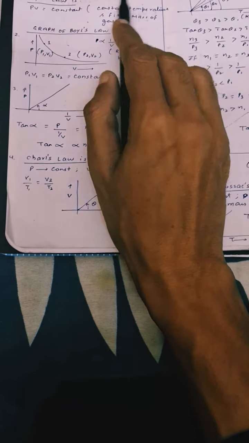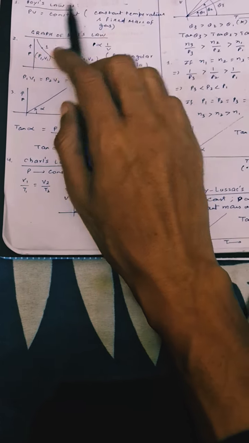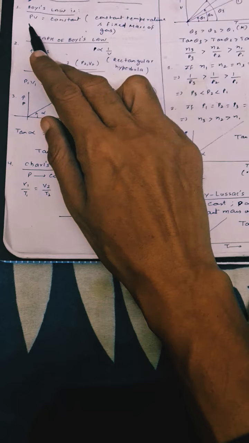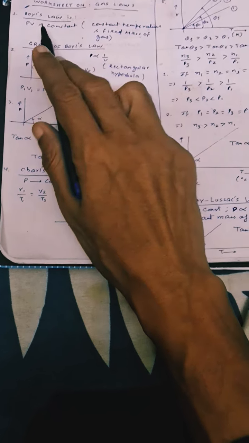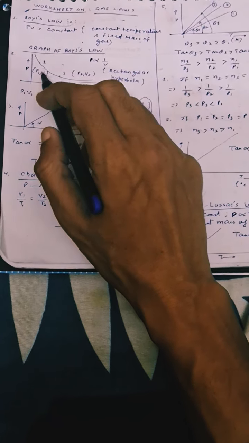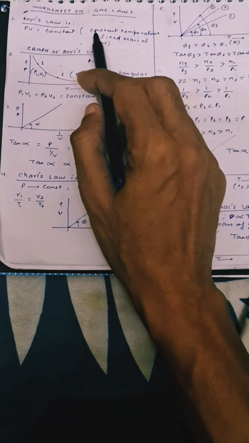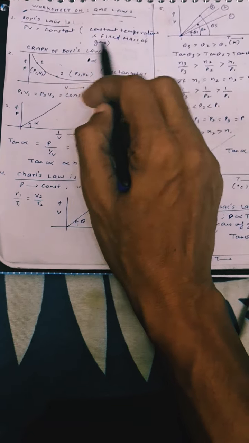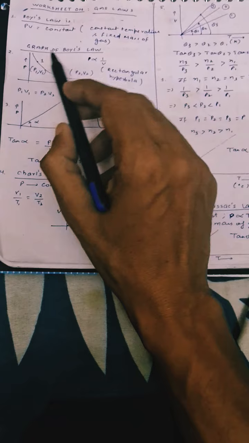So here is the worksheet on gas laws. The first question is Boyle's law. So Boyle's law is PV is equal to constant. P is the pressure and V is the volume of the ideal gas, and it is valid for constant temperature and fixed mass of the gas.